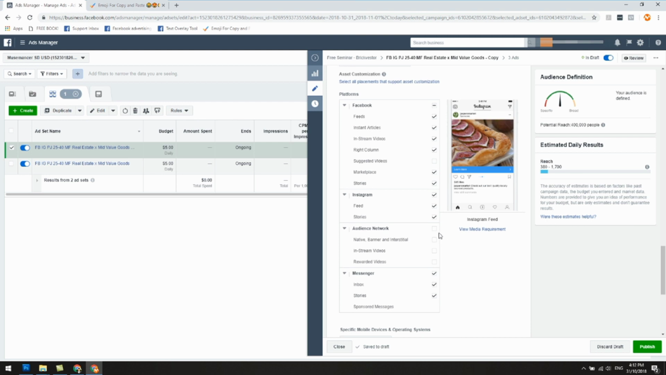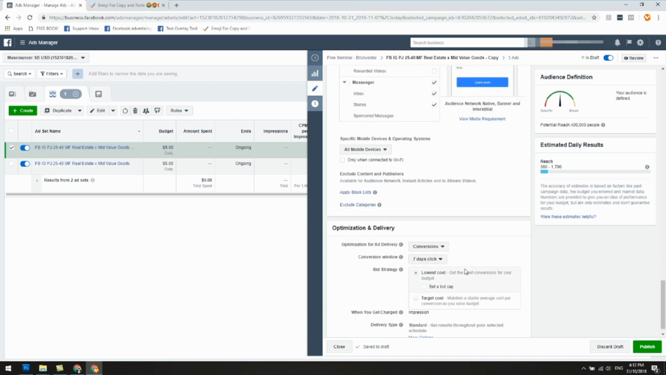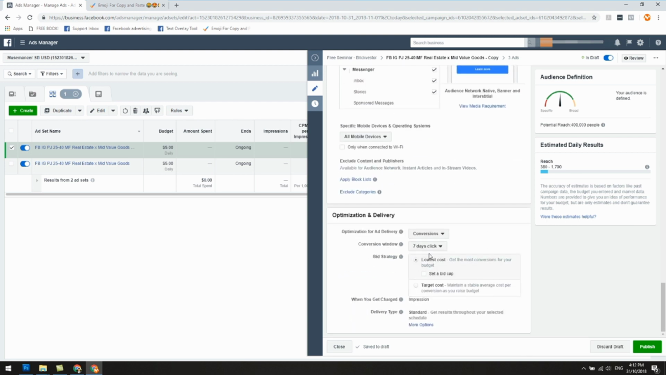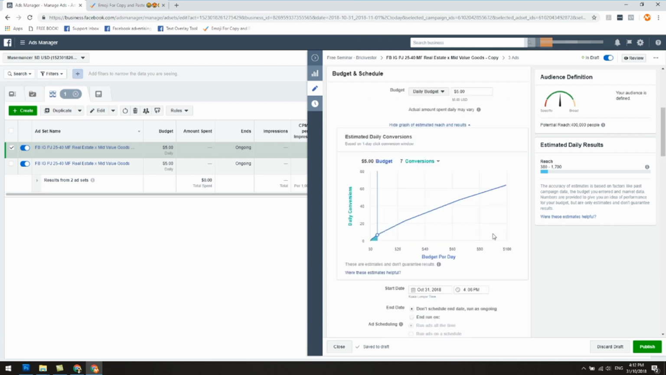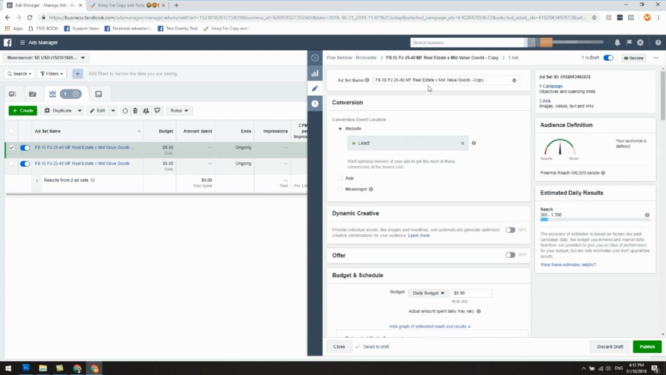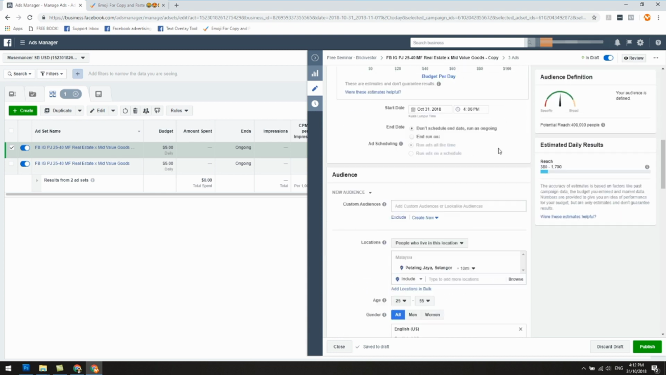Edit placements, yep, everything except audience network. Conversion, 7 days click. What 7 days click means is that if someone takes action after seeing the ad and goes to your website, but only takes action within the 7 days, then you will record the action as a lead. You can see how smart Facebook is. So let's rename this ad set to what it is right now.